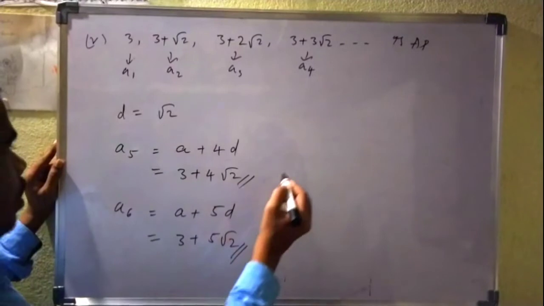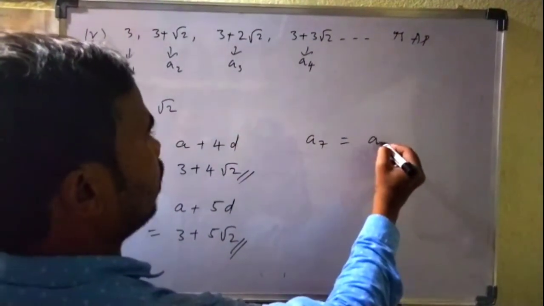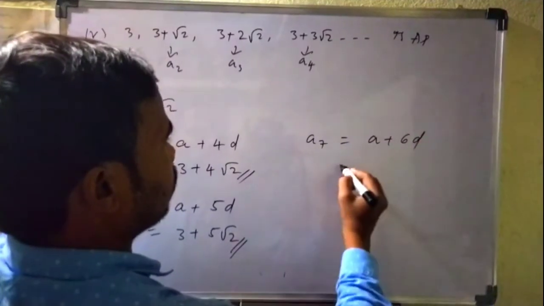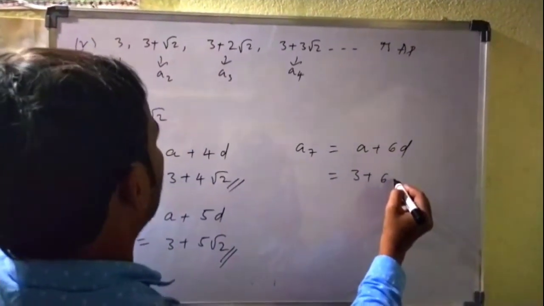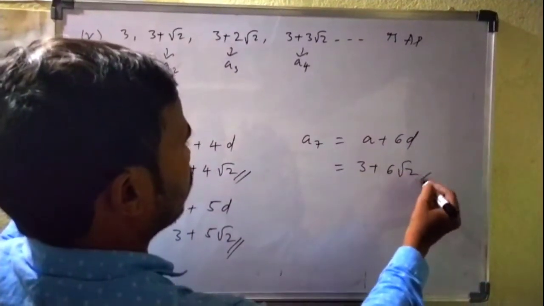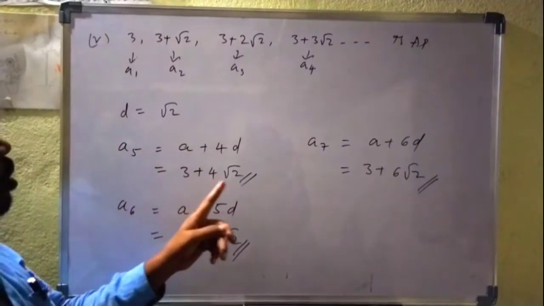This is also finished. Next, A7. A7 is equal to what? A plus 6d. So A is equal to 3, plus 6 into d, where d is equal to root 2. So this is finished. Like that, you can solve the remaining problems.